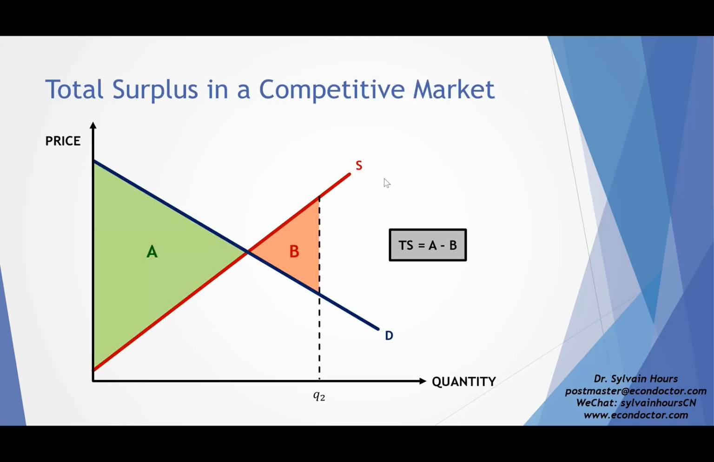I talked about the marginal cost, I talked about the marginal benefit, marginal cost of production, marginal benefit of consumption, because your students must realize that the supply curve essentially represents the marginal cost of production, and the demand curve represents the marginal benefit of consumption.